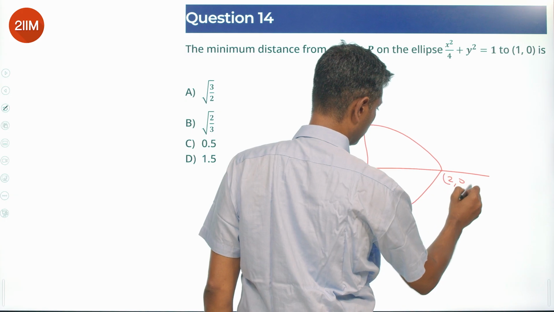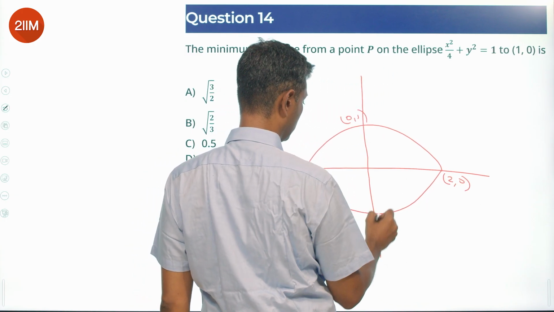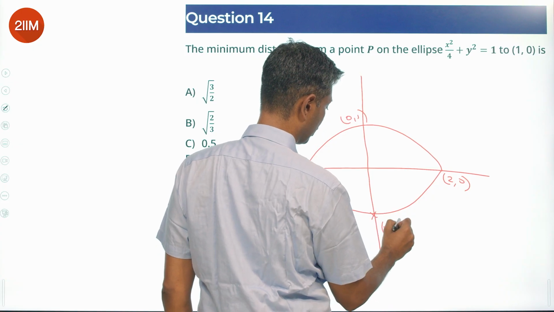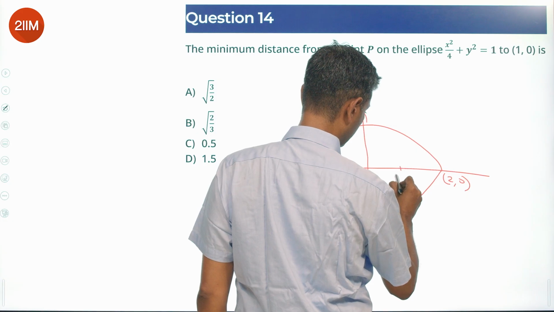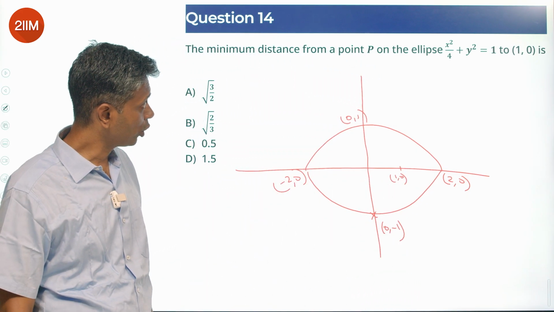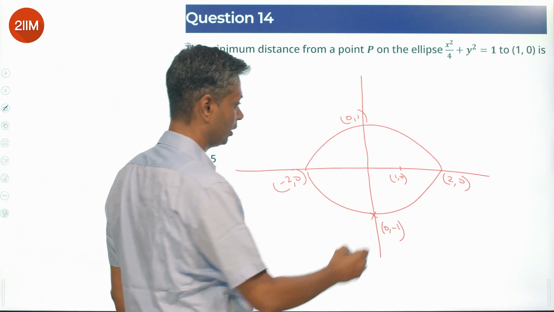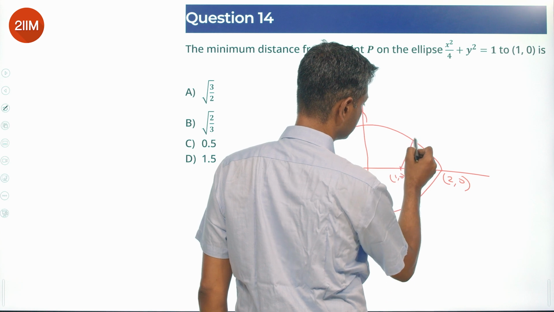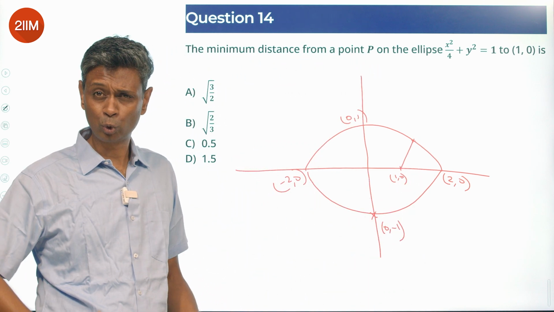So 2, 0, minus 2, 0, 0, 1, 0, minus 1. A point here, 1, 0. Right. The minimum distance from a point P on the ellipse to 1, 0. So let's say a point, some line like this. You can differentiate and simplify and find that. I did the brute force way.